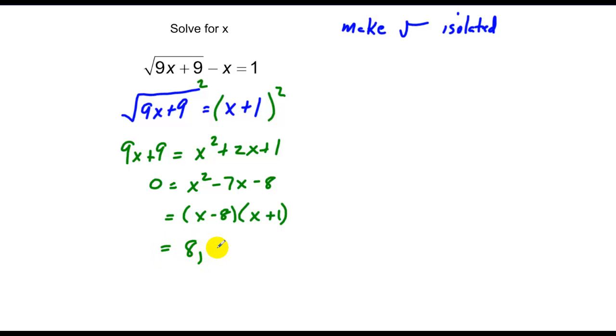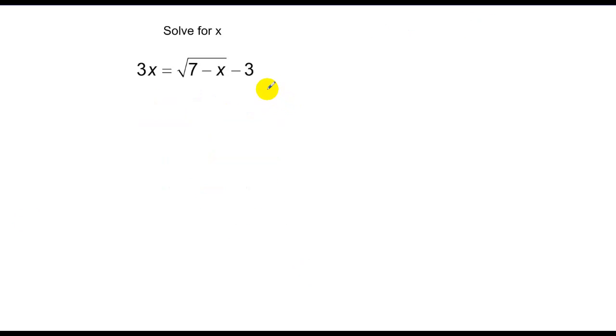So we end up with 8 and negative 1 as our solutions. Very similar example here. We have to isolate our radical, so I'm going to bring the 3 over to the other side, thus giving me 3x plus 3 is equal to root 7 minus x, and then I'll square both sides.